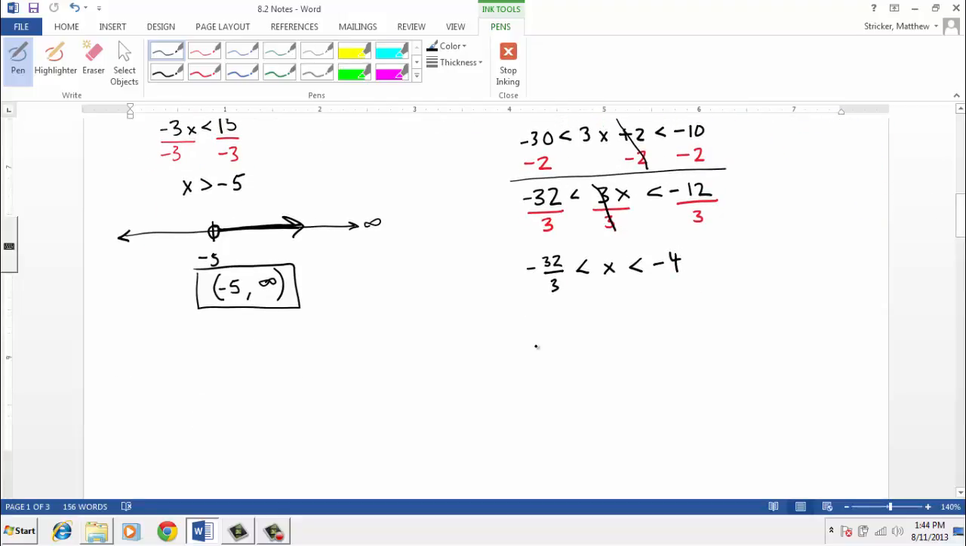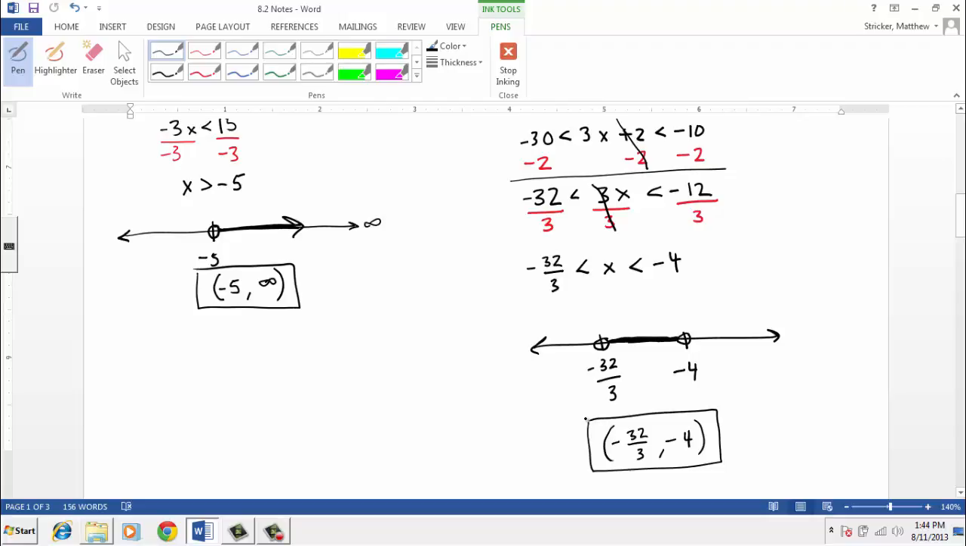If I go ahead and graph that on a number line, negative 32 over 3 is going to be roughly there. Negative 4 is going to be somewhere over here. We have open circles because there's no equal to, and we're going to shade between those 2 points. We're not going to include them, meaning that my interval notation is going to have parentheses, negative 32 over 3, comma, negative 4, parentheses. Just the stuff that's between negative 32 over 3 and negative 4. Answers only fall within that range of values on the inequality.